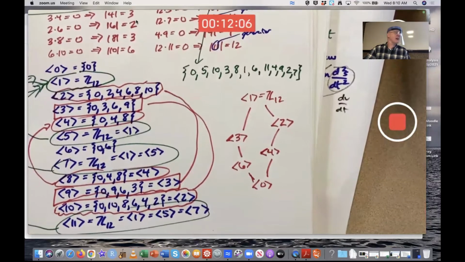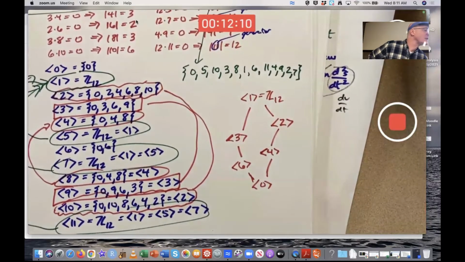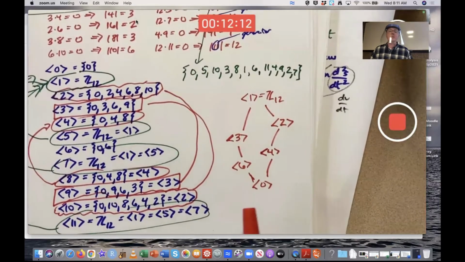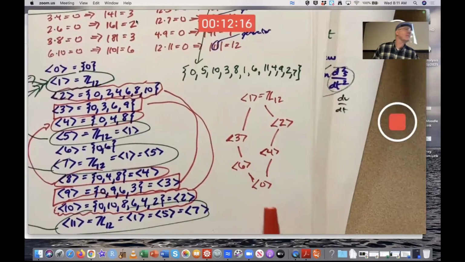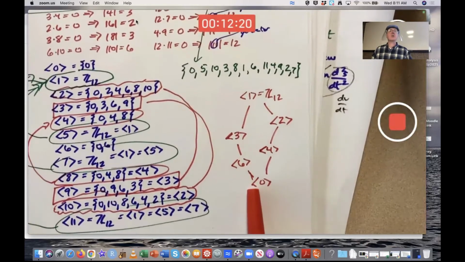Notice on page 85, if you've got your book and you're looking at the subgroups for Z30, this thing is called a subgroup lattice. It's a bit more complicated for Z30. It's like a directed graph, actually, in discrete math. You could think of this as a directed graph.